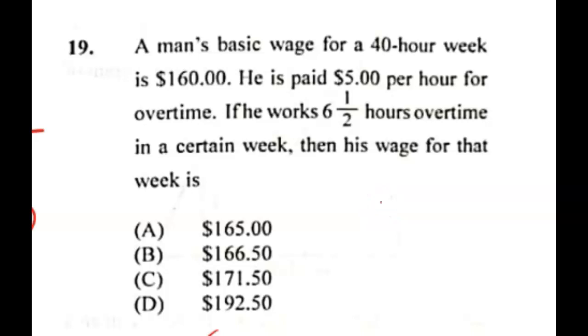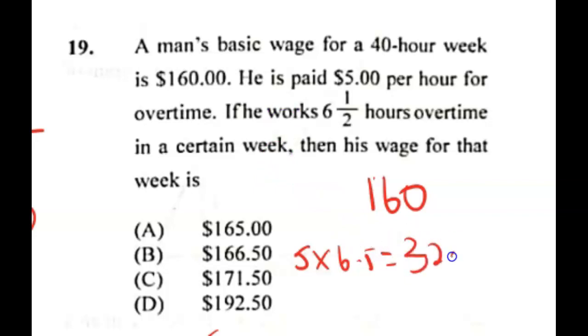Number 19. A man's basic wage for 40 hours is $160. He is paid $5 an hour for overtime. If he works 6.5 hours overtime, what is his wage for the week? So usually he will get the $160 every week, but he is actually going to get more now because it's going to be 5 by 6.5. So that turns out to be $32.50. So when we add these two values, we're going to get $192.50. So this is the answer, D.